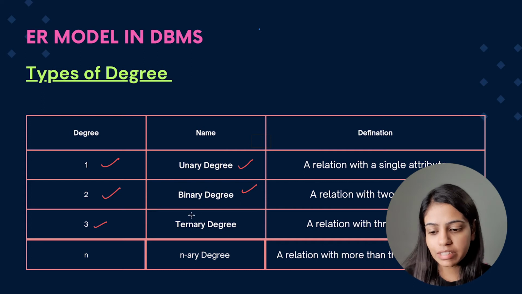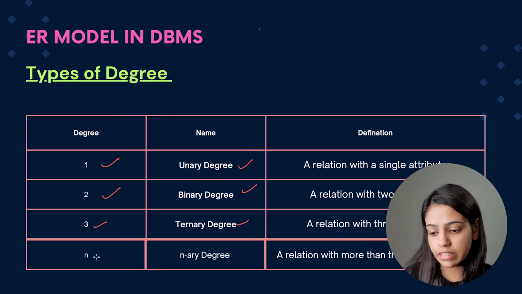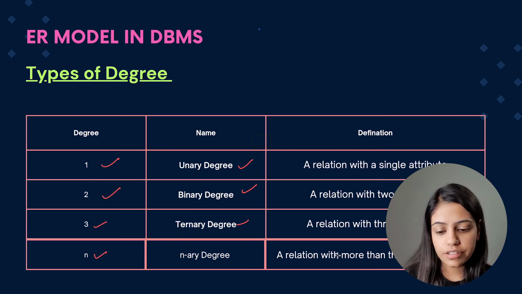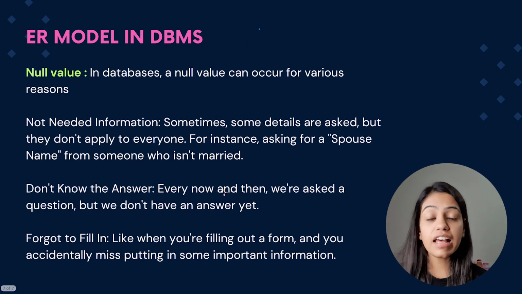Now degree 3 is called ternary degree, and a relationship with 3 attributes is called ternary degree. A degree of n is n-ary degree, and a relationship with more than 3 attributes is n-ary degree, where n is greater than 3. Null value.